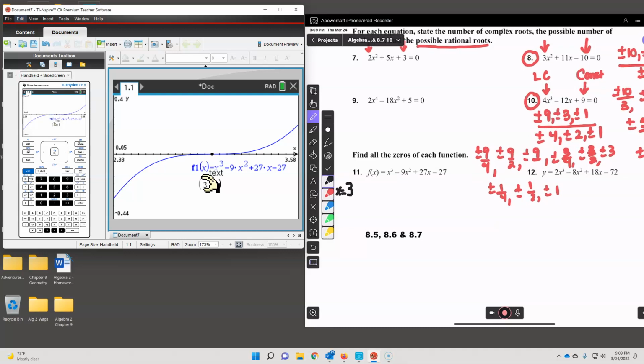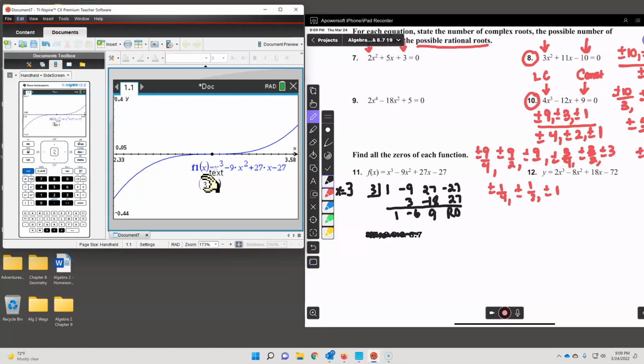Now to find the remaining 2, I'm going to ask you to use synthetic division with this cubic. So you have 1, negative 9, 27, negative 27. Bring down the 1, 3 times 1 is 3. Negative 6, 3 times negative 6 is negative 18. 27 minus 18 is 9. 3 times 9 is 27. So that's a remainder of 0.